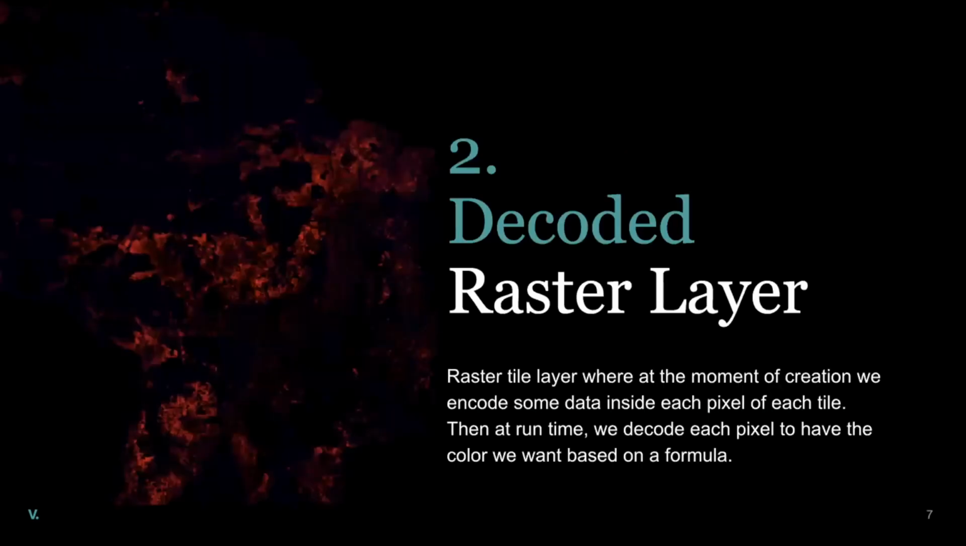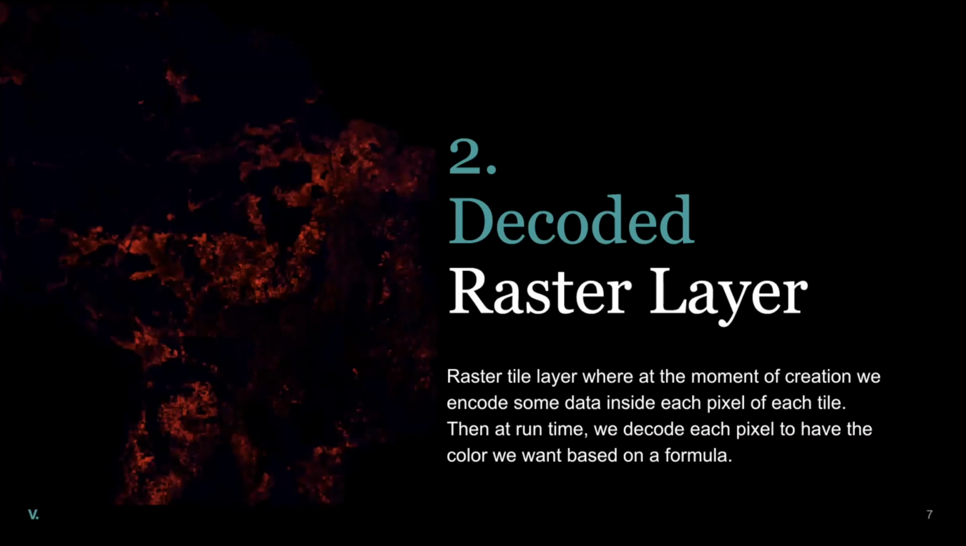We call it the code raster layer because it's just a simple raster tile layer where, at the moment of creation, we encode some data on each pixel. So when we decode that pixel, we can set the color based on a formula.